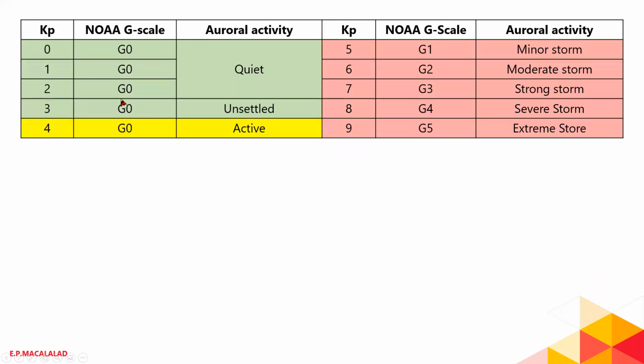So these are the usual indices. If your K index or KP index ranges from 0 to 4, that's a G0 geomagnetic storm, which means it's either quiet, unsettled, or active. That's fine. Once the KP index reaches 5 to 9, it's a minor, moderate, strong, severe, or extreme storm. Now, this is usually used to indicate auroral activity.